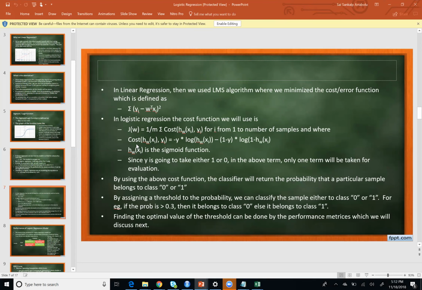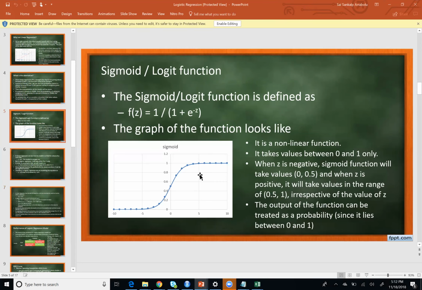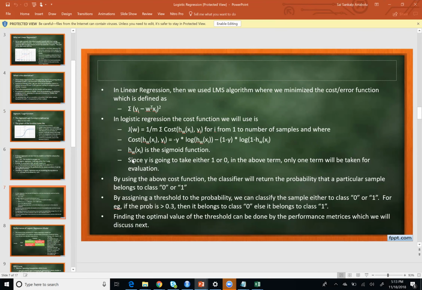The cost function is going to be the same thing, but instead of y transpose this thing, we will use the sigmoid function. Because sigmoid is to the base e, when e goes to the other side, it becomes log. So we get a different cost function. We still use the same method to optimize it.